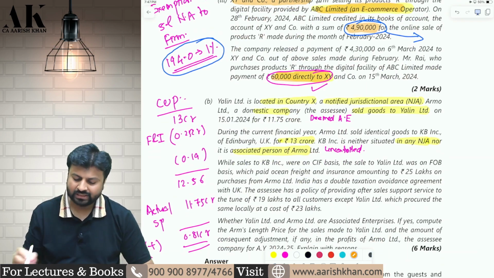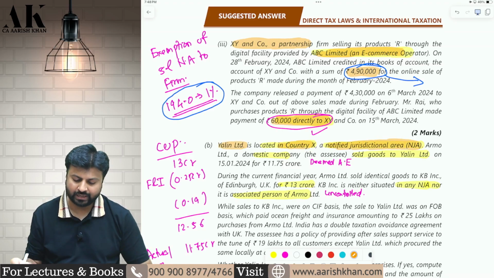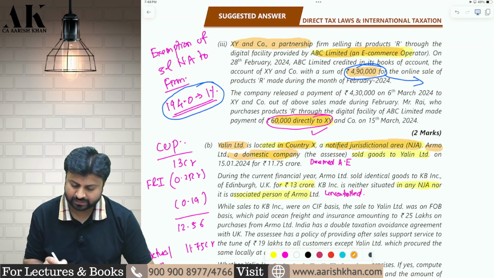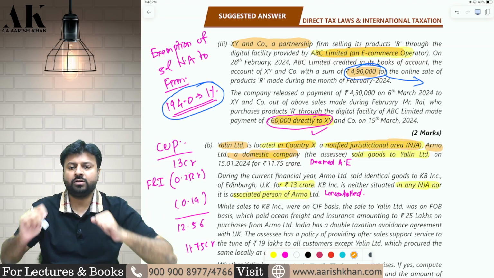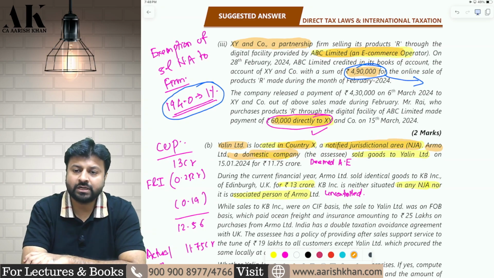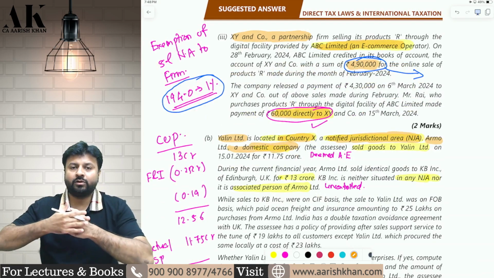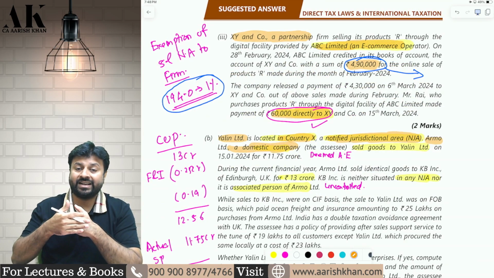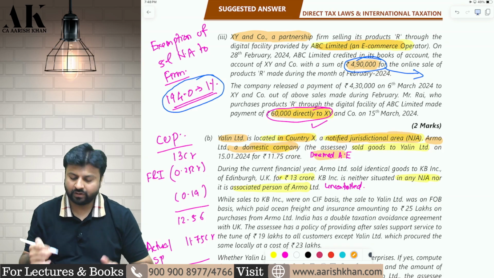Now the next question is a very simple question. There is Yatin Limited, which is located in country X, a notified jurisdictional area, and Armo Limited is a domestic company. We are entering into a transaction with a person located in an NJA. So remember, whenever we enter into a transaction with a person located in an NJA, then we both are deemed to be associated enterprises. Therefore Yatin and Armo are deemed to be associated enterprises, and the transaction between both of them will be deemed to be an international transaction.